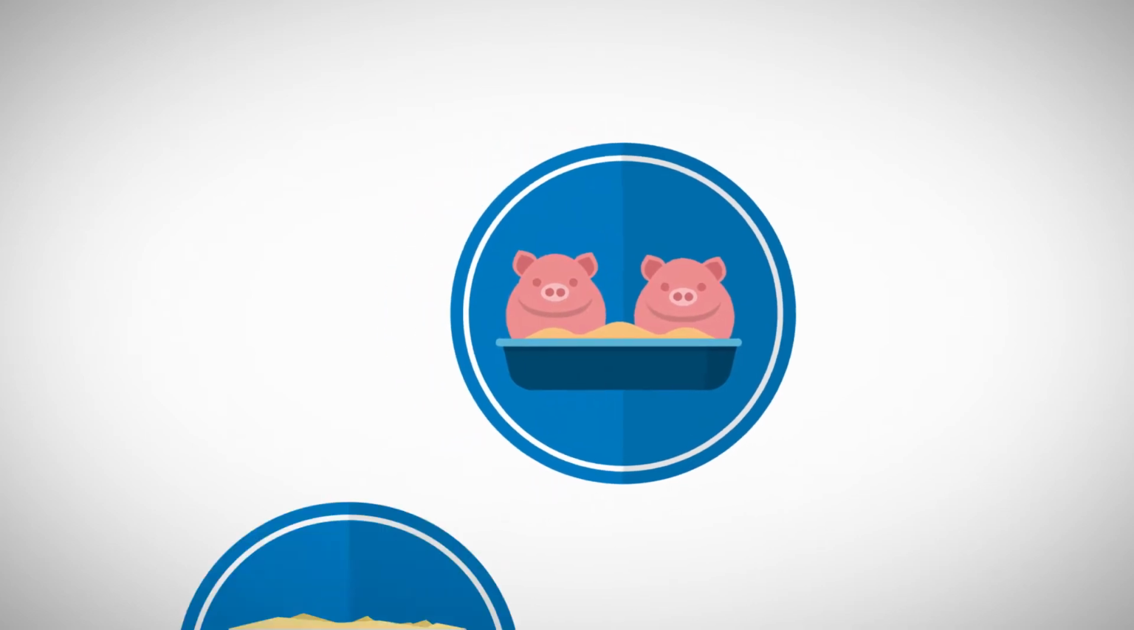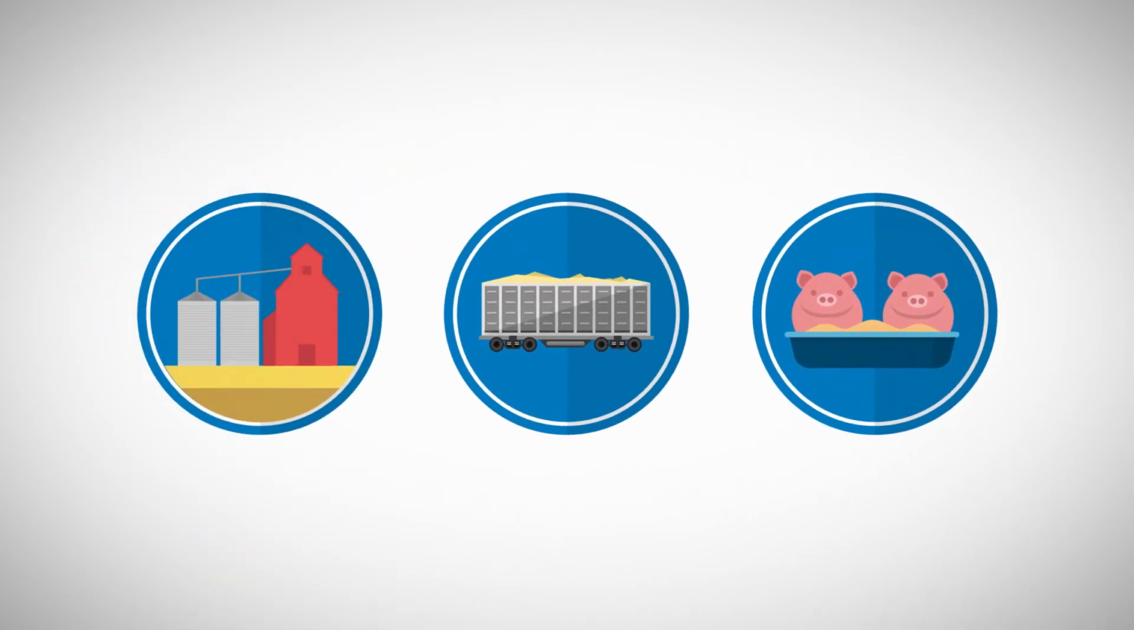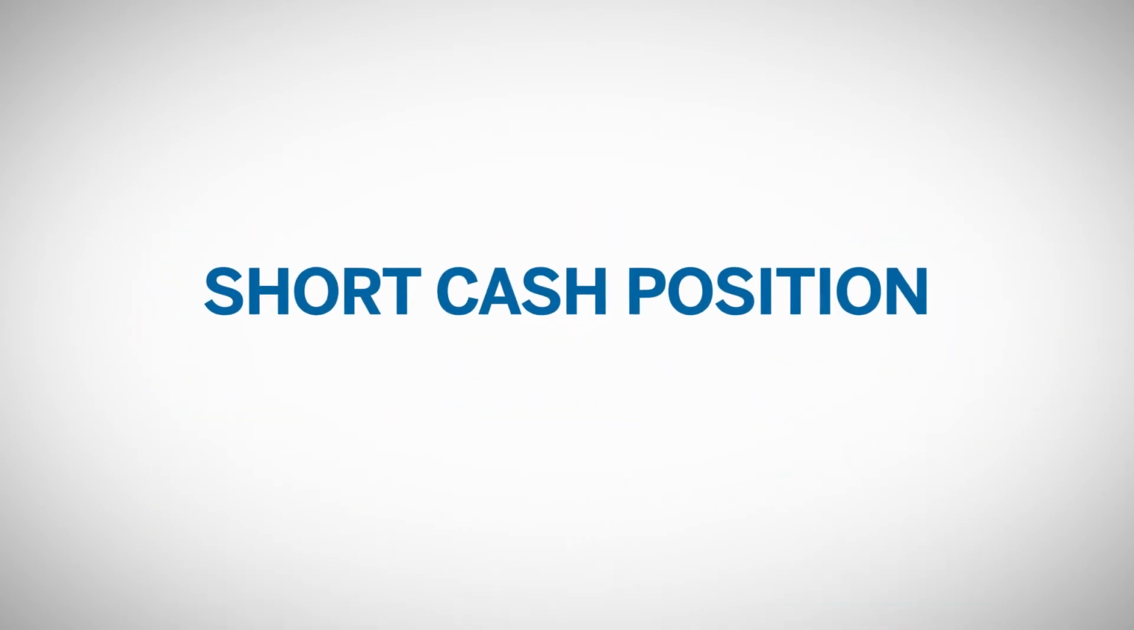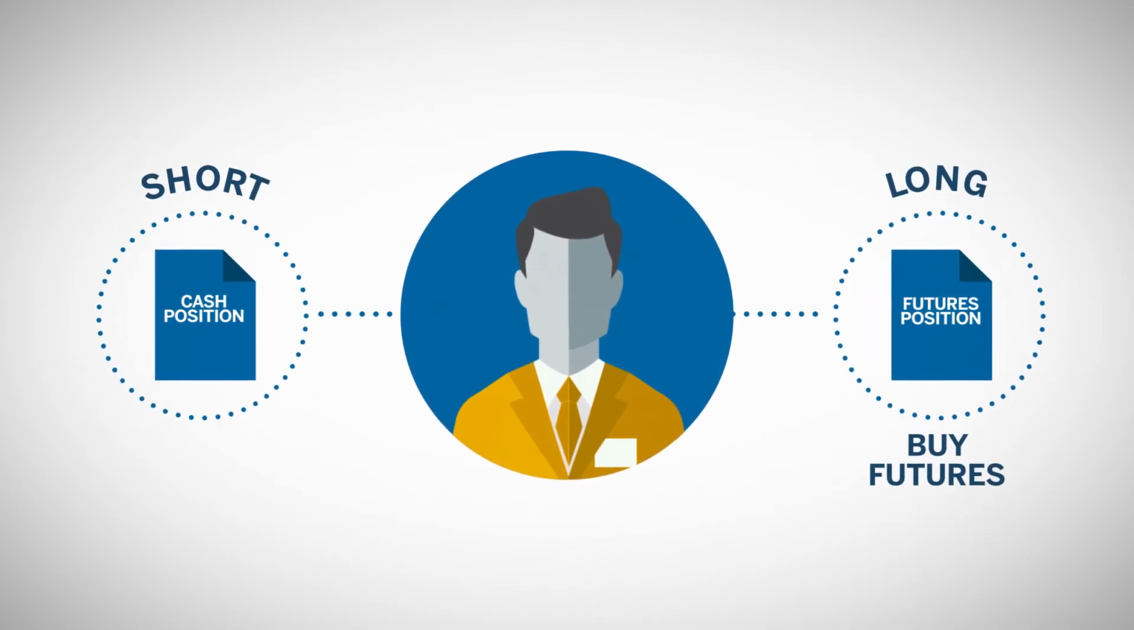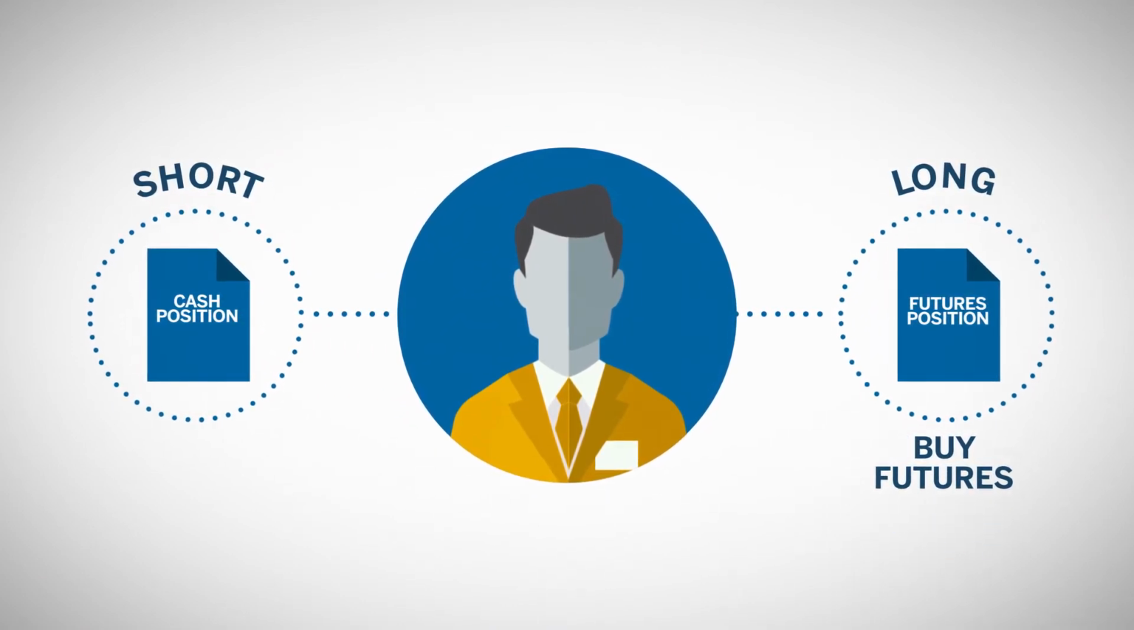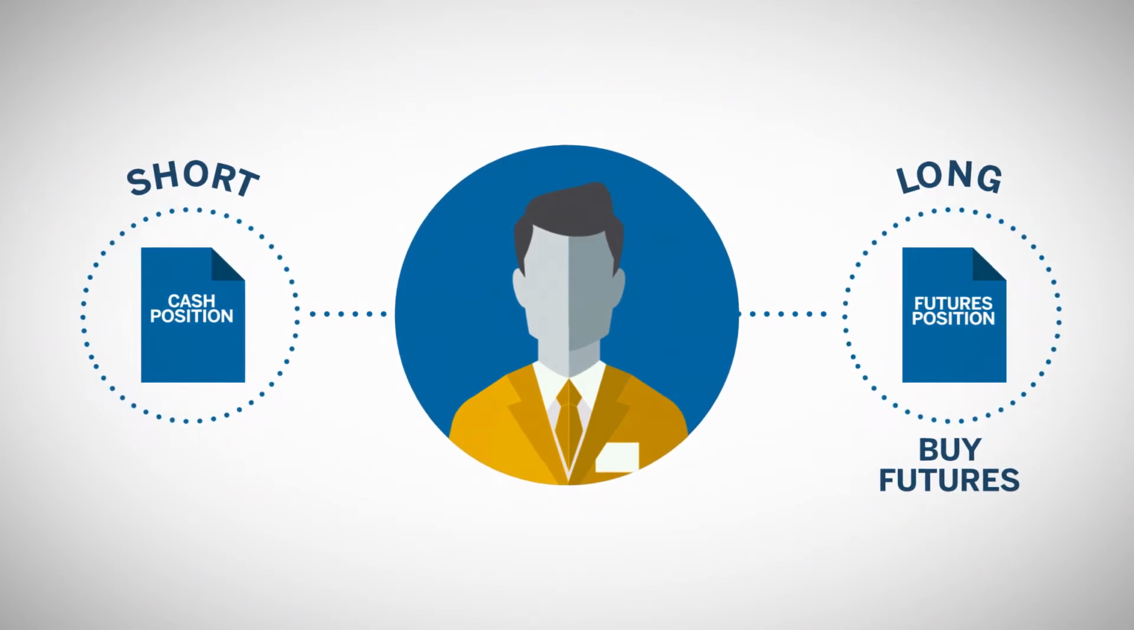On the other hand, livestock feeders, grain importers, food processors, and others who expect to acquire grain in the future have a short cash position. They would lock in a purchase price by taking a long position in the futures market. In other words, they would buy futures contracts now and sell them later when they are ready to purchase the grain that they need.